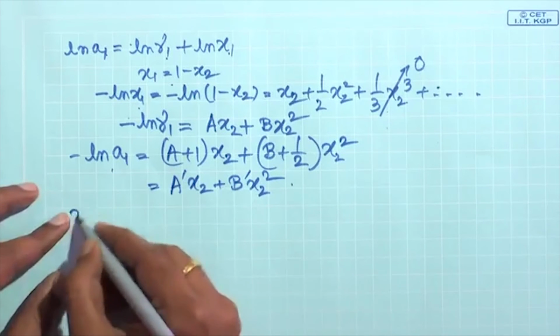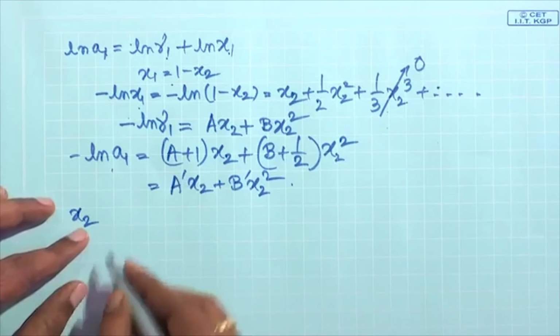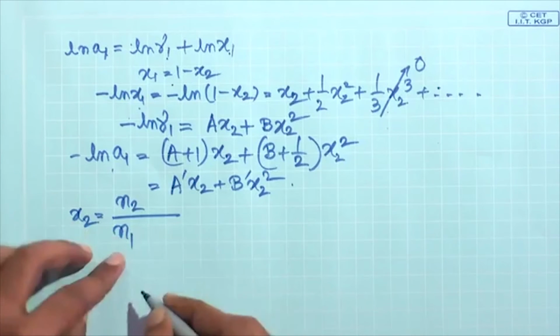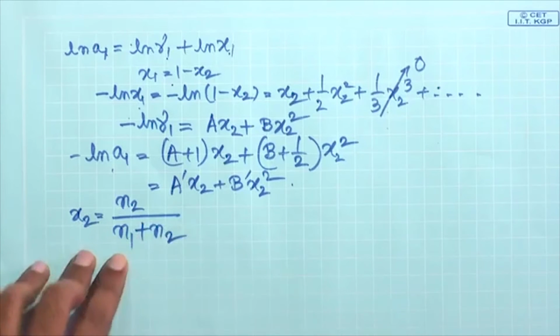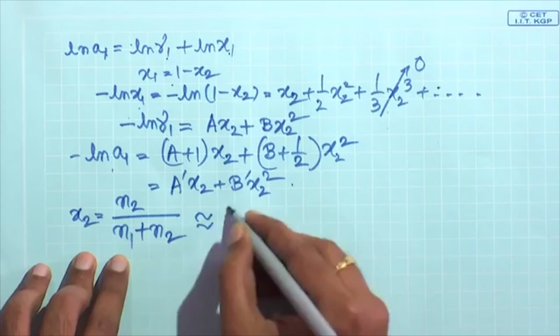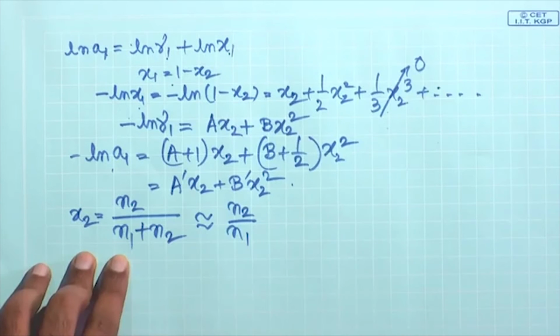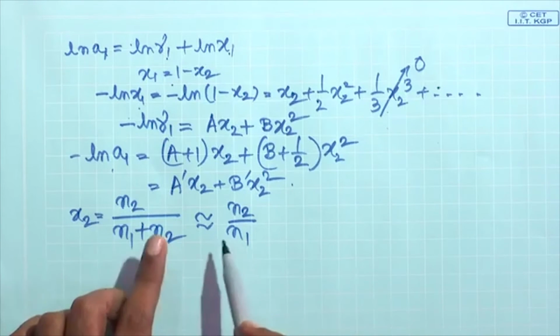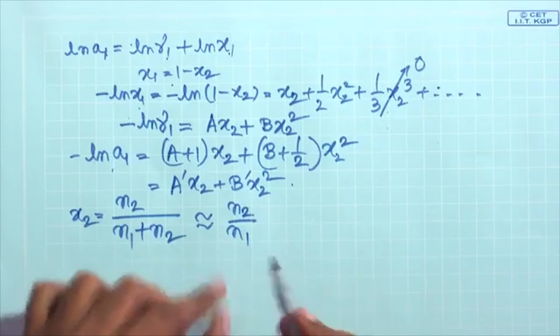Now, what is x2? X2 is the mole fraction of solute. So, number of moles of solute N2 divided by number of moles of solvent plus number of moles of solute, which is approximately equal to N2 divided by N1, because N2 is very small, number of moles of solute is very small. So, this becomes N2 divided by N1.